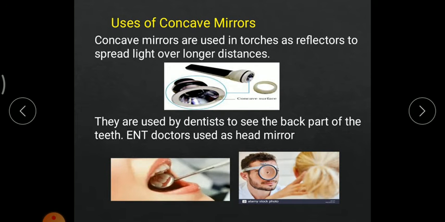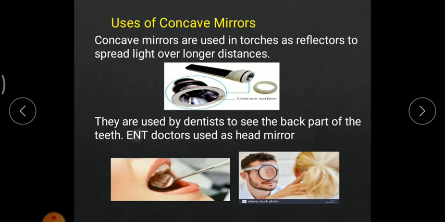Now let us see different uses of the concave mirror. Earlier we have studied the concave mirror. So where are concave mirrors used? The foremost use is in torches. As you can see, this is a torch, with the mirror as a reflector to spread light over a long distance. A concave mirror is residing in this torch, and with that concave mirror, light can travel a larger distance, for which concave mirrors are used.